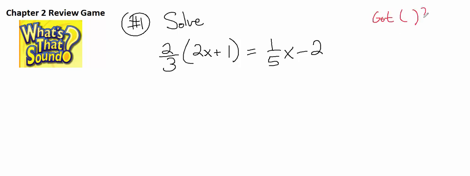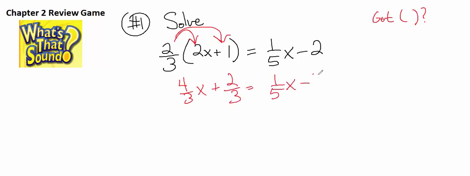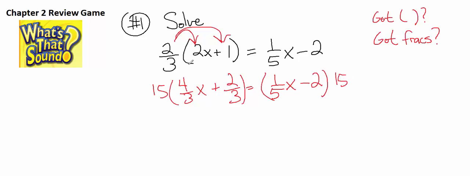GOT number 1 is got parentheses. Do we got parentheses? You bet. We'll need to distribute into the parentheses. So we get 4/3 x plus 2/3 equals 1/5 x minus 2. The next GOT is got fractions. Do we got fractions? You bet. So we need to multiply by the common denominator. Notice that we have a 3 here and we've got a 5 here. The common denominator would be 3 times 5, which is 15. So I'll multiply both sides by 15. That'll allow me to get rid of the fractions.